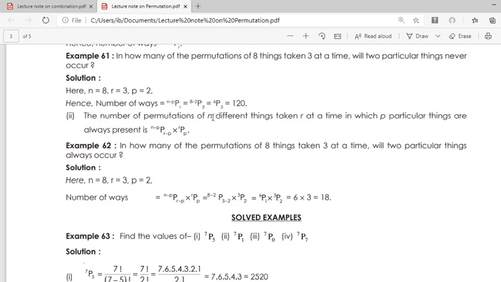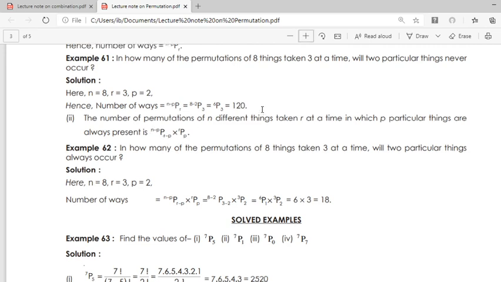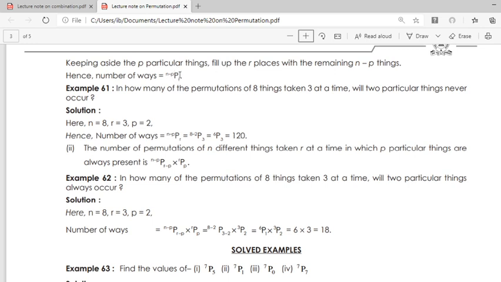Now look at another restriction. The number of permutations of n different things taken r at a time, in which p particular things are always present. This formula you now use. The first one we used was when particular things can never occur. You use this one now. See example 62. In how many ways can we permute 8 things taken 3 at a time, with two particular things always occurring?